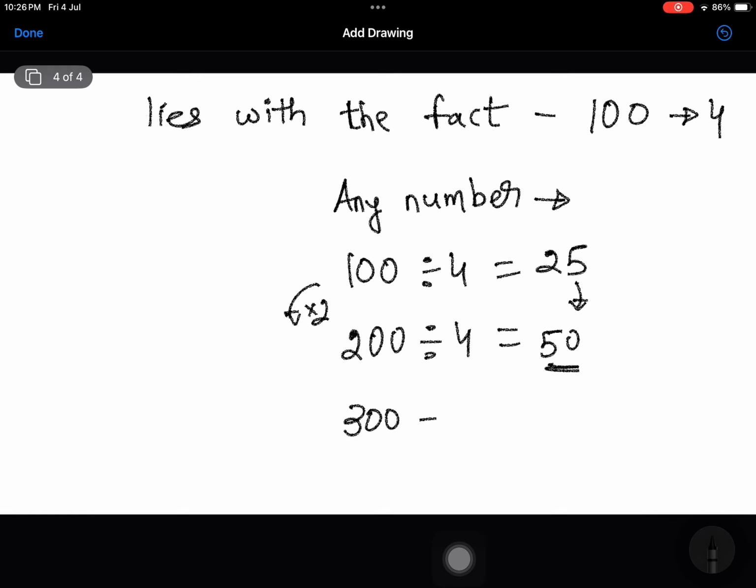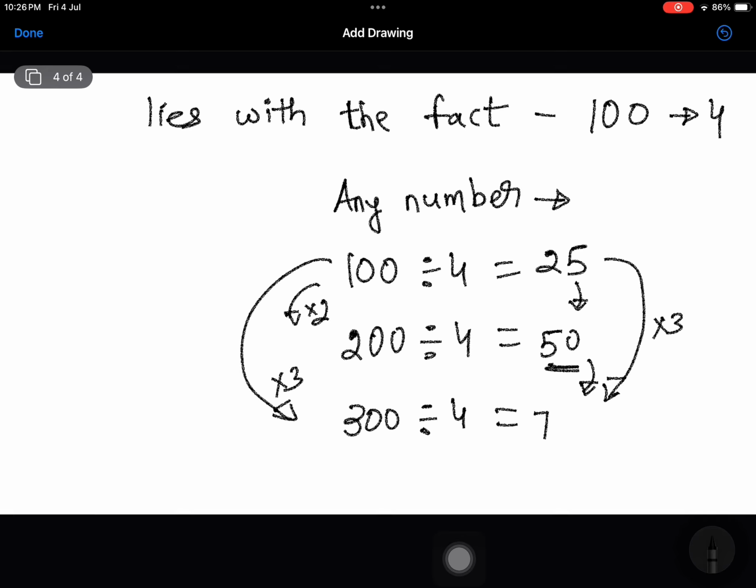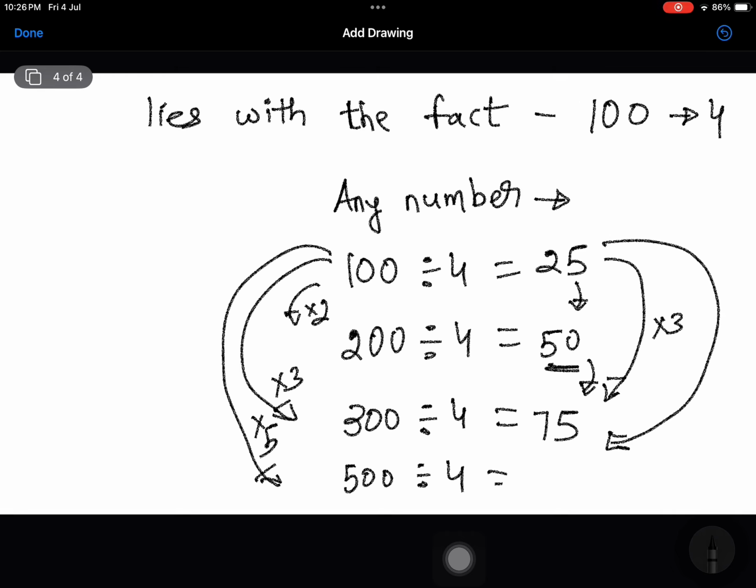Similarly, another multiple. If I write 300 divided by 4, I get what? Actually, it is 100 times 3. It's a multiple of 100, 100 times 3. So this will become 25 times 3. So this is 75, isn't it? So you can keep going like this and say 500 divided by 4. It is 5 times 100. So this result becomes 25 times 5.